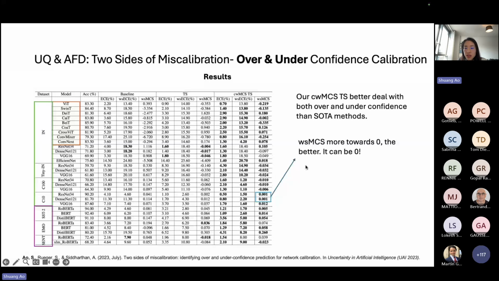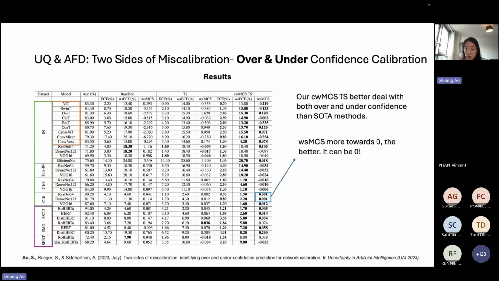And you can see that for this miscalibration score, I removed the absolute value, so it can be plus or minus. If the value is more towards 0, it's better, but it can be exactly 0. Sometimes that can happen, which means that the underconfidence and overconfidence values are exactly the same, but it doesn't mean that the model is perfectly calibrated. So it's just a proxy to see the level of miscalibration.